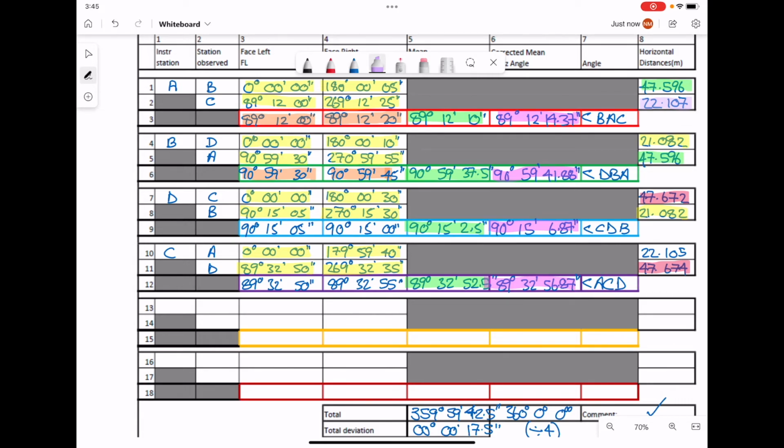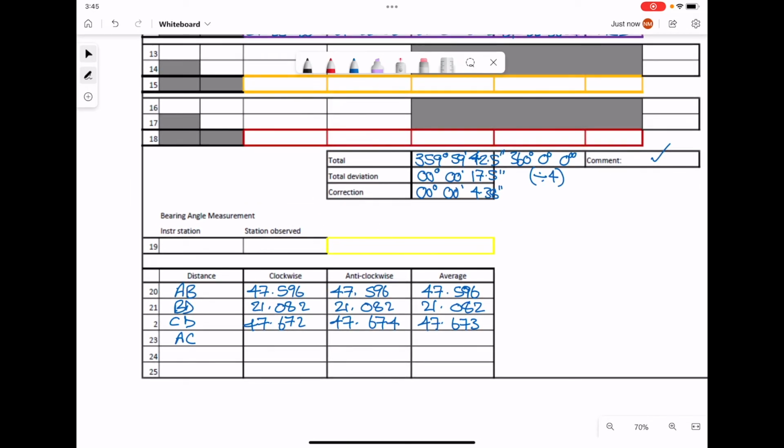Finally, the last part of the traverse, distance A to C, we have 2 measurements, 22.107 and 22.105. Work out the average of these 2 values, 22.106. These 4 distances are what we're going to use in subsequent calculations.